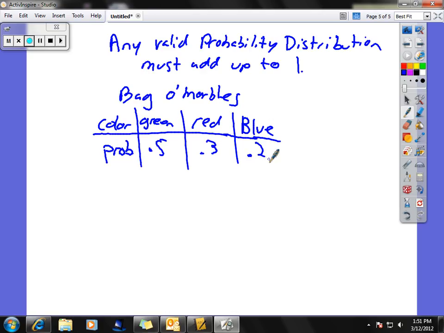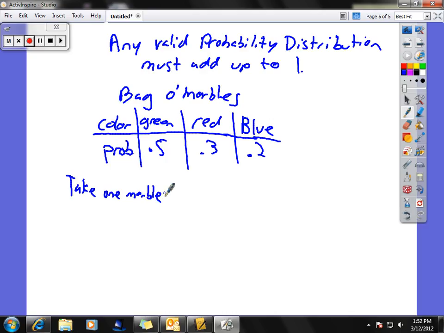So first of all, is that a valid probability distribution? Yeah, it is. It adds up to 1. So yes, it is. Okay. Now, let's do a couple examples here. We're going to take one marble.